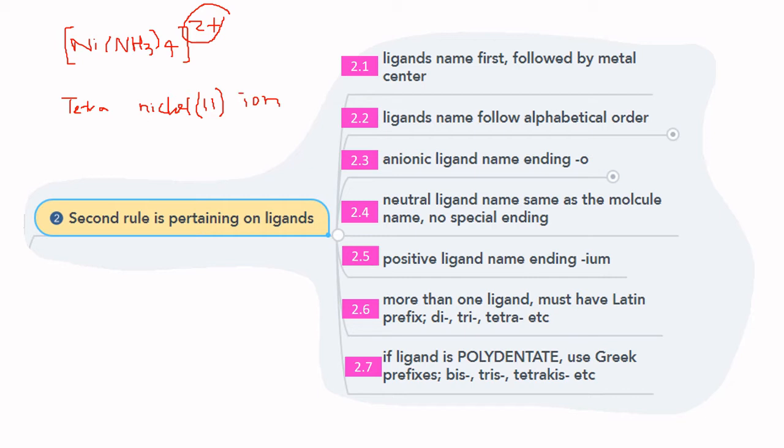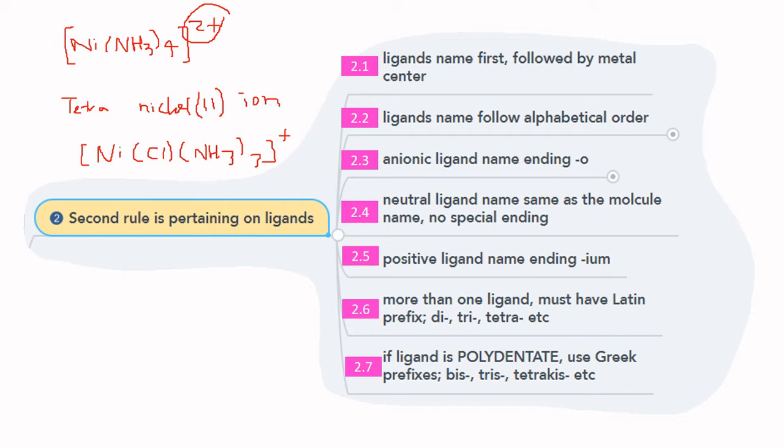Okay, then we have another rule, which is that ligands are named following alphabetical order. For example, if you have nickel like this, you have 1 chlorine and you have 3 ammonia. For example, now it becomes plus because the nickel is 2 plus and chlorine is minus 1. So in this case, you name the chlorine first, meaning chloro, tetraamine nickel 2 ion.